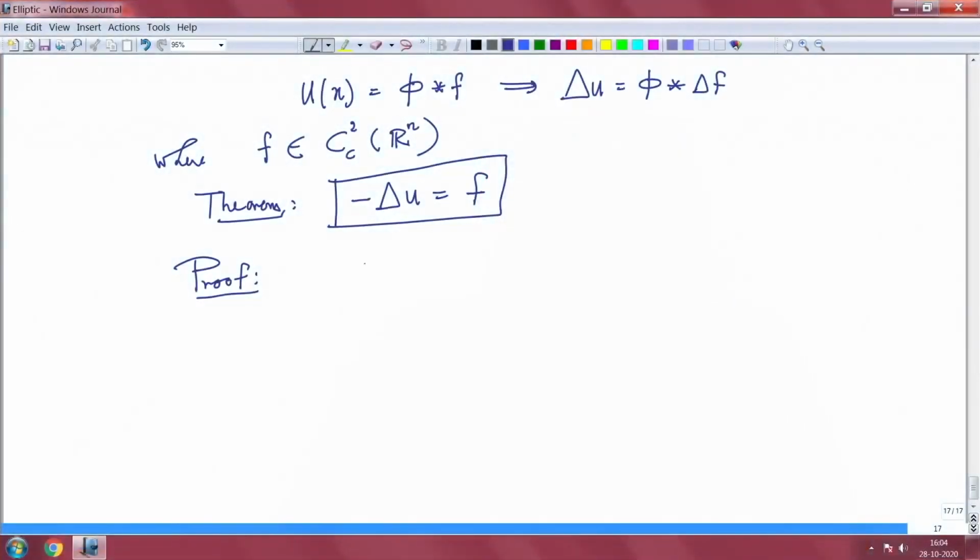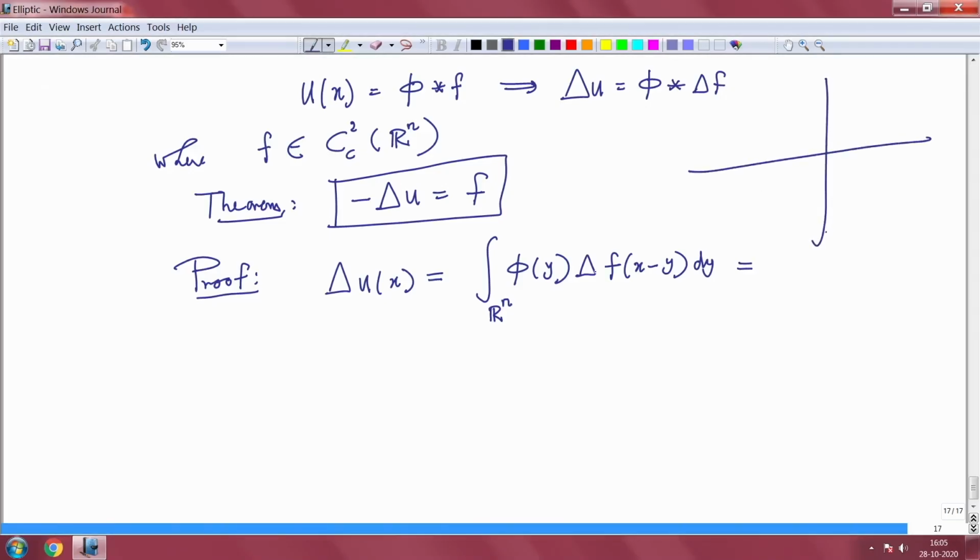So, let us recall this. You have your Laplacian of u of x. You have to take care of the variables correctly. This is equal to the integral of phi of y Laplacian f of x minus y dy, in R^n. I may not write it all the time. I am going to write this in two terms, because you have a singularity, and I want to take care of the singularity separately.